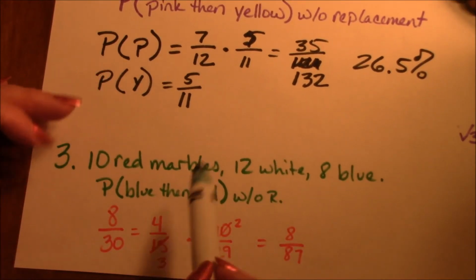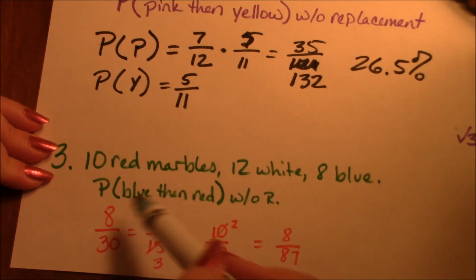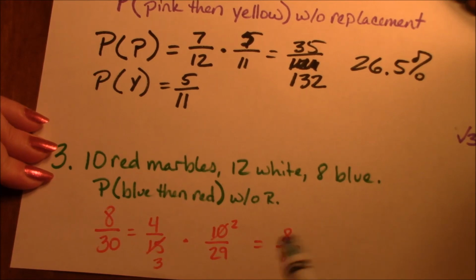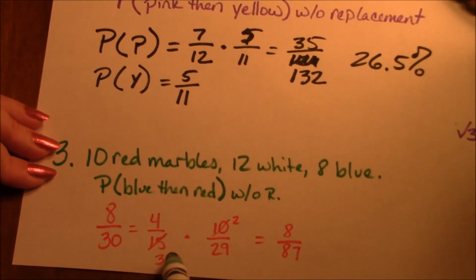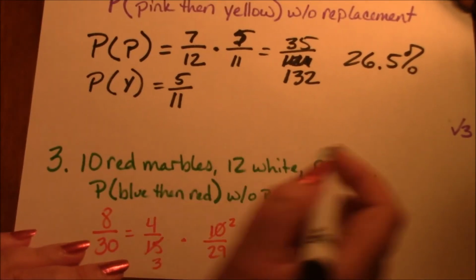So that said that we had a bag with 10 red marbles, 12 white marbles, and 8 blue marbles. What's the probability of pulling blue, then red without replacement? Well, that's going to be 8 over 30, which is really 4 over 15, times 10 over 29. And when I cancel and multiply straight across, I get 8 over 87, which is 9.2%.